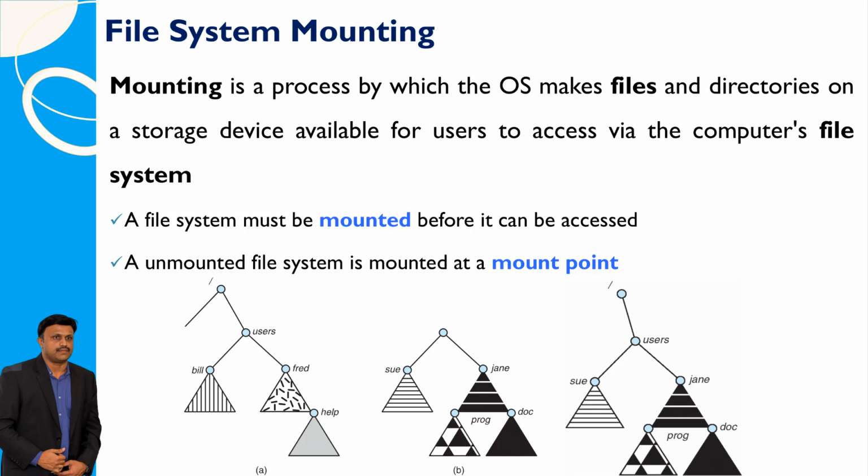File system mounting is the essential process through which an operating system enables access to files and directories stored on a storage device via the computer's file system. Before accessing a file system, it must be mounted. This involves associating it with a specific mount point within the existing file system structure. Unmounted file systems are essentially disconnected and need to be mounted at a designated mount point to become accessible to users.